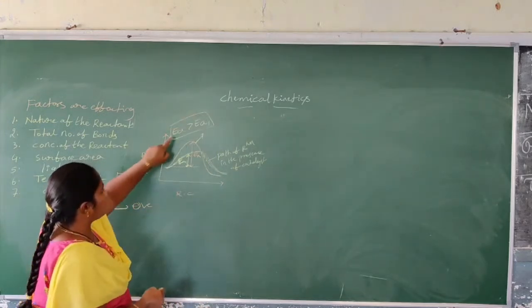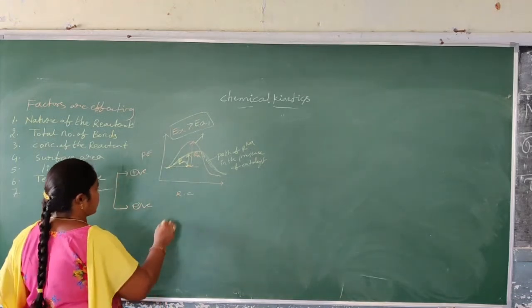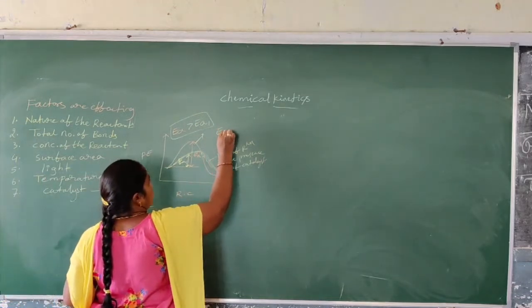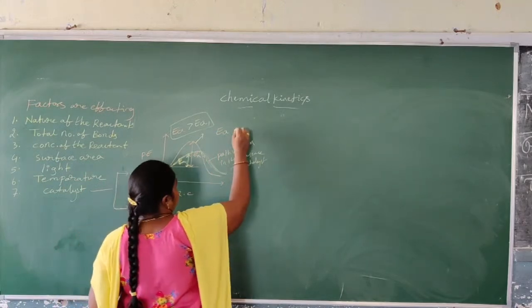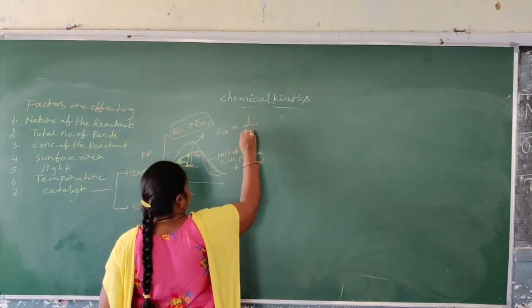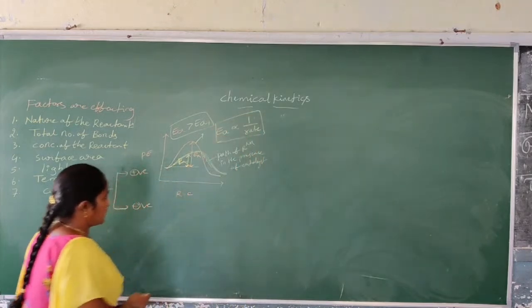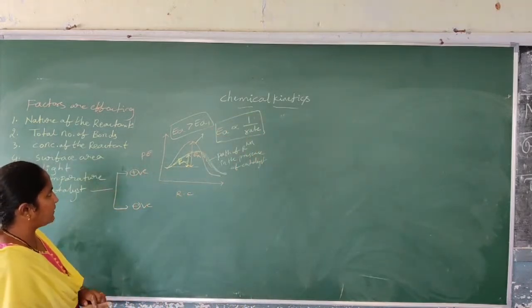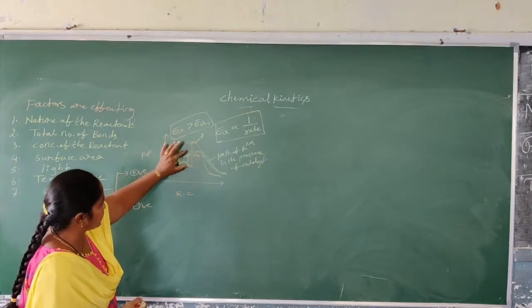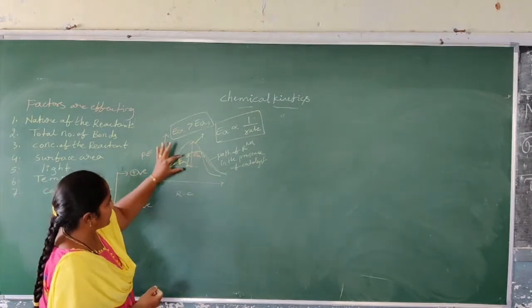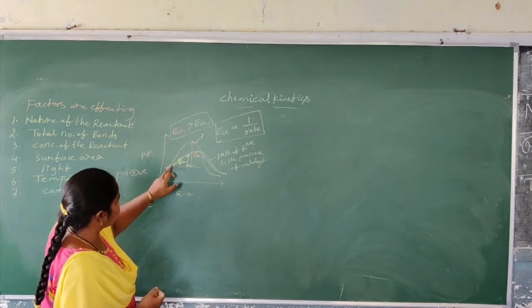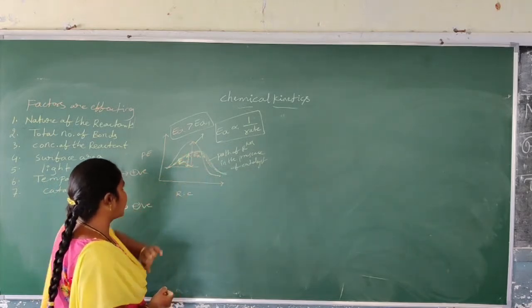If the activation energy is more, the rate of reaction is less. That is inversely proportional. Activation energy and rate of reaction are inversely proportional. By using a positive catalyst, activation energy decreases and rate of reaction increases.